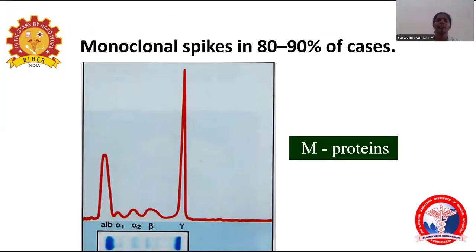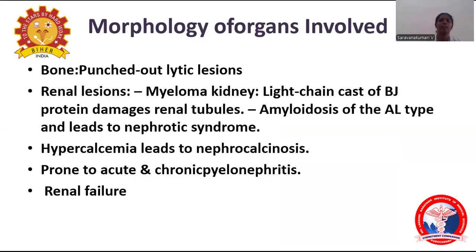So this is an electrophoresis image. You can see there is an increase in the M proteins, that is an increase in the monoclonal spike of M proteins. It will be seen in 80 to 90% of the cases of multiple myelomas. So far, we have done with the laboratory diagnosis.